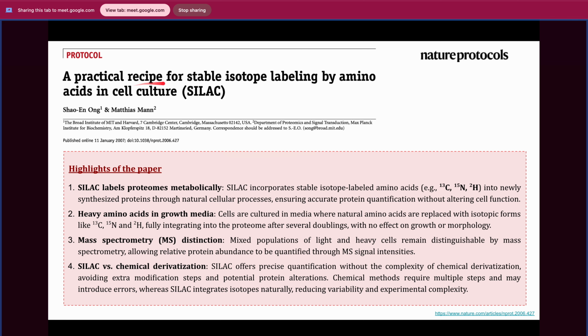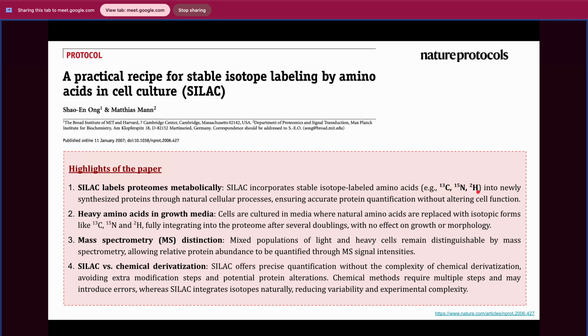So this is simply a practical recipe in which they have mentioned how stable isotope labeling by amino acids in cell culture can help you with multiplexing different samples and then studying multiple samples at the same time. So the major thing which they have mentioned is that SILAC labels the proteomes metabolically. When we say metabolically, it means that there will be some amino acids which will be labeled with some stable isotopes. For example, what kind of atoms will be isotope labeled? They can be carbon, nitrogen, and hydrogen which are present in the amino acids.